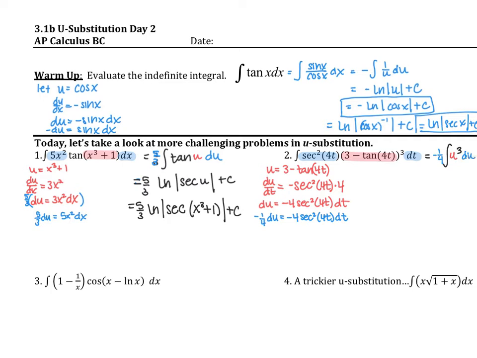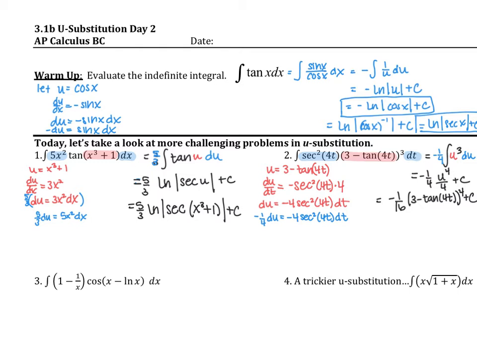And now I can take the integral of this. This one is quite easy to do the integration. So we've got 1/4 of u to the 4th divided by 4 plus c. So we get negative 1/16. Let's go ahead and plug in u. And u is 3 minus the tangent of 4t to the 4th plus c. And there would be my antiderivative of this.